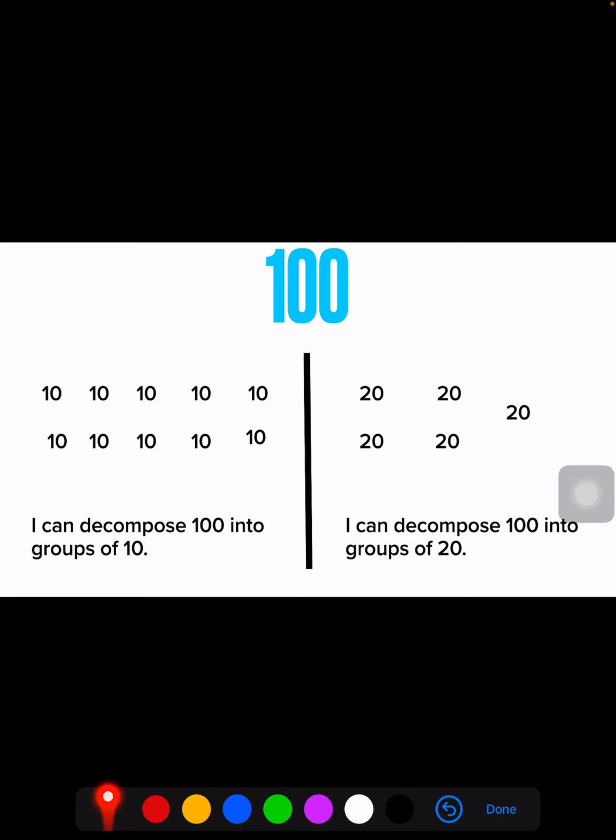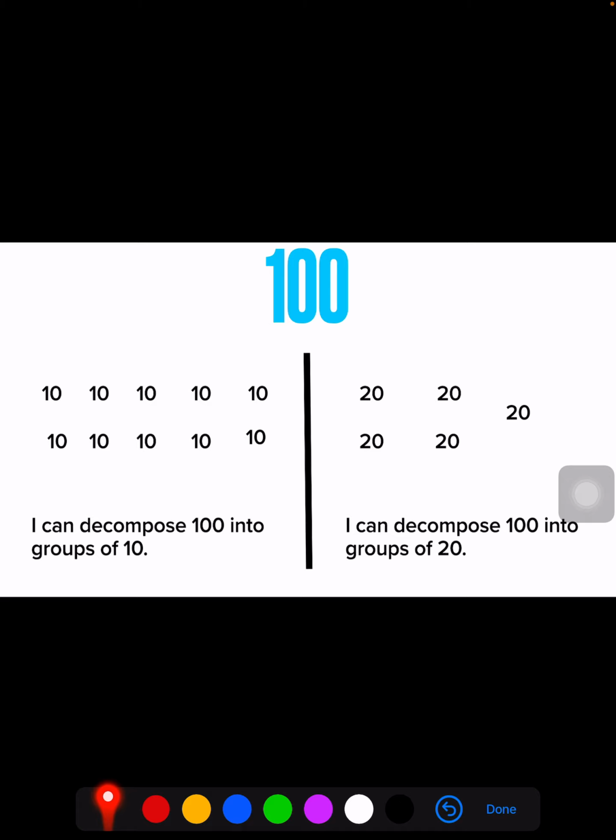It's decompose, you're right. When you decompose a number, you take a big amount and you break it into smaller pieces. Over here, they broke it into groups of 10. And on the other side, they decomposed 100 into groups of 20.